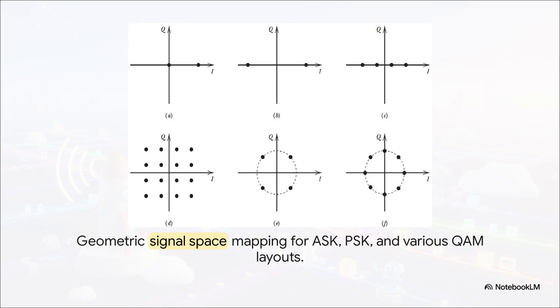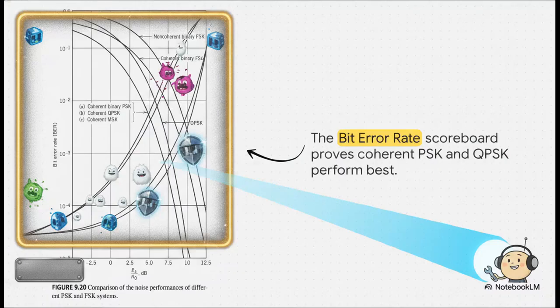You see the 4-point QPSK circle, the 8 PSK circle, and then look at diagram D. That's 16 QAM. That's a massive 2D grid where we are modulating both amplitude and phase at the same time to create 16 distinct targets. We are packing 4 bits into every single dot on that grid. But there's no free lunch in engineering.